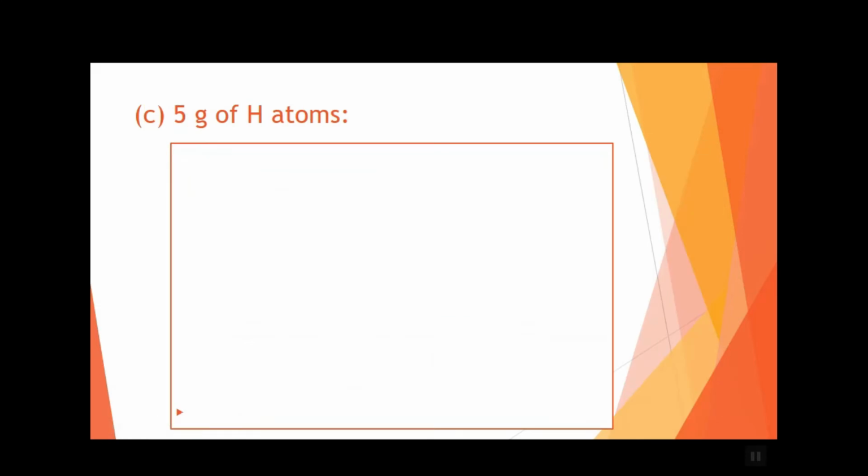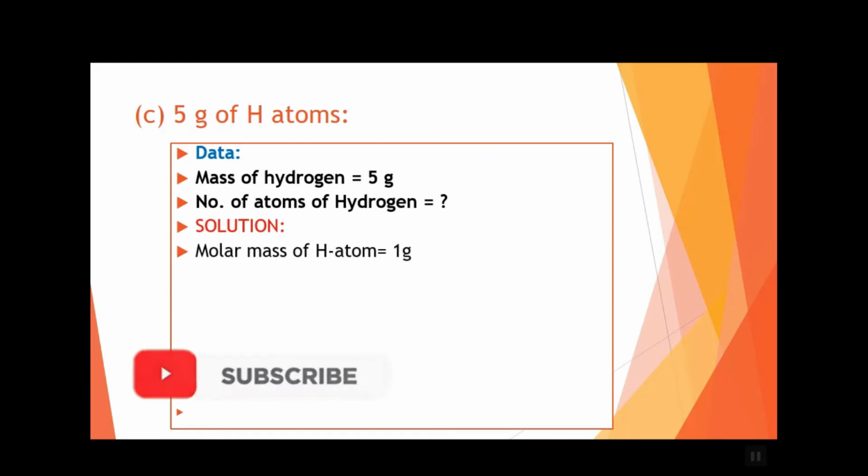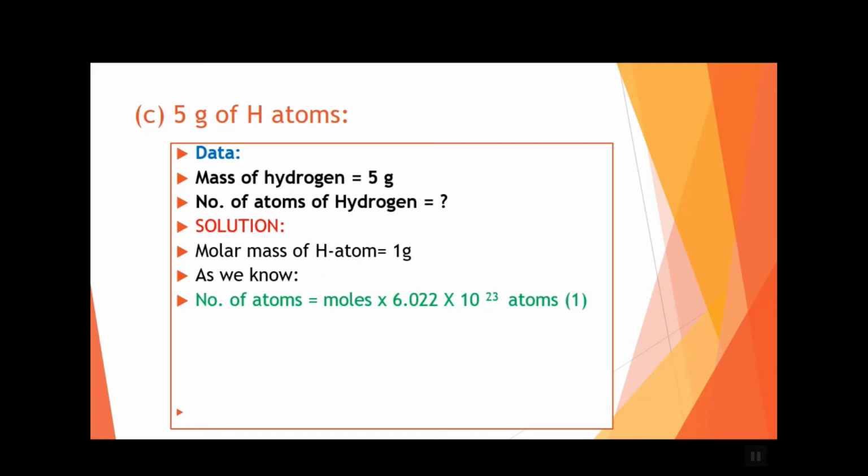Now, part C, 5 gram of hydrogen atoms. Our data is mass of hydrogen is equal to 5 gram and number of atoms of hydrogen we don't know. Our solution is molar mass of hydrogen is 1 gram. We will take 1 gram, not 2 gram, because here it is mentioned that hydrogen is in its atomic form. As we know, number of atoms is equal to moles into 6.022 exponent 23 atoms. In this formula, you can see that there is no mass. So, what should we do?